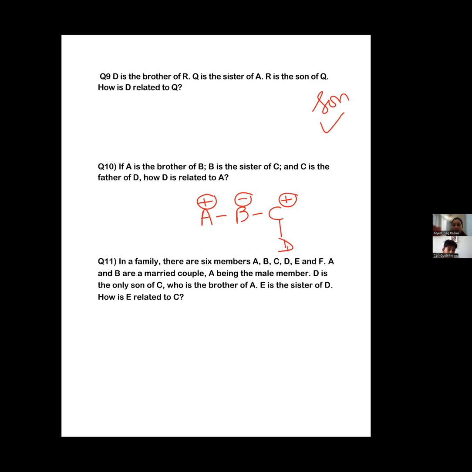Is that correct? A is the brother of B, B is the sister of C, and C is the father of D. Correct? How is D related to A? Just see, D's father is C and A is the brother of C. That means A will be the brother of D's father, isn't it?